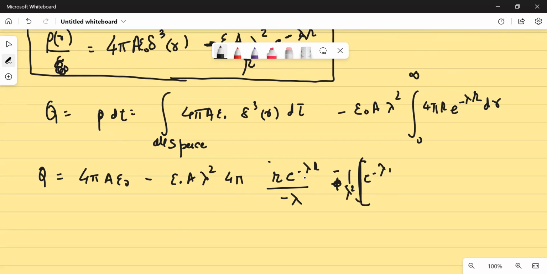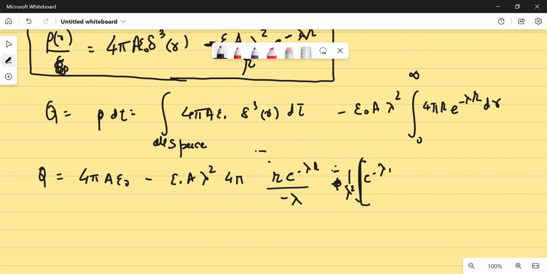Let us do it, otherwise there will be a mistake. Yes, sir, it's right. e to the power minus lambda r within the limit 0 to infinity. Is it right? This negative would be there, or it will not be there? I think this will not be there. It will be there, because sir, 2 times we are doing. No, first time the first negative will become positive, and then again.